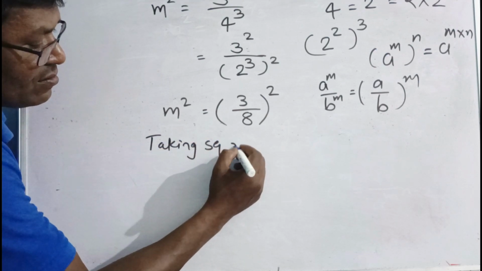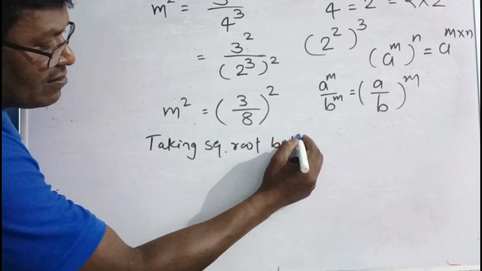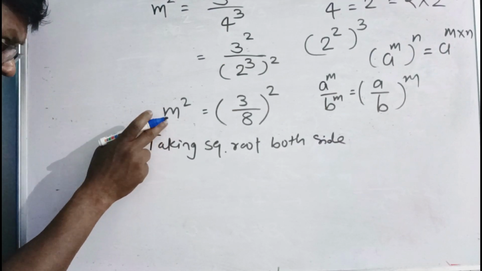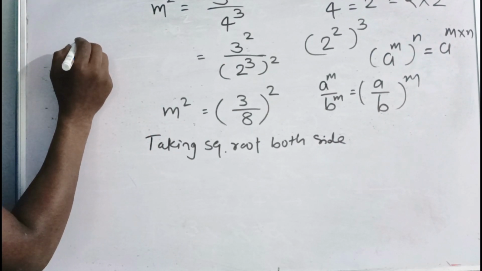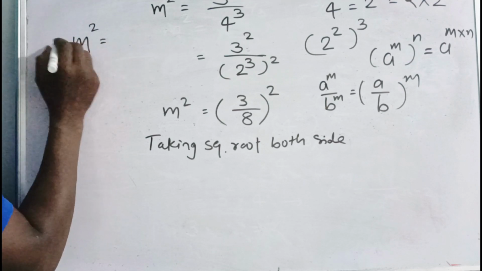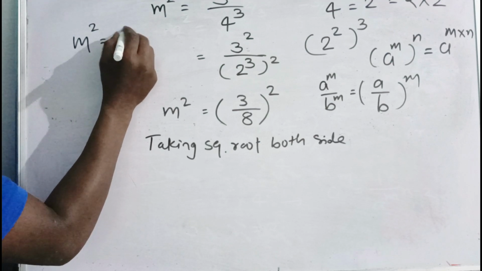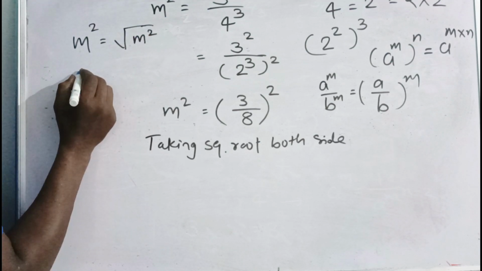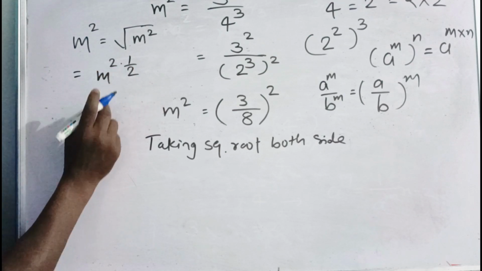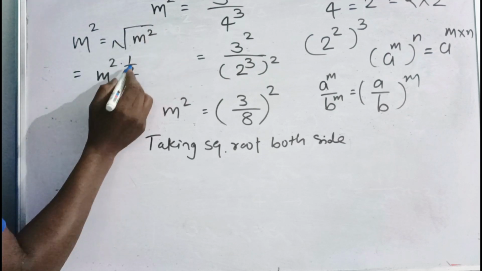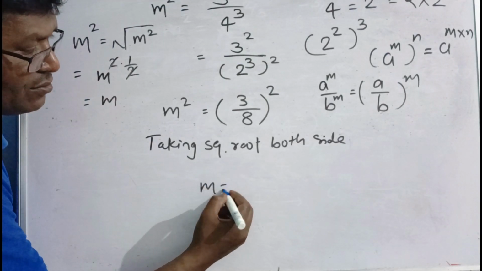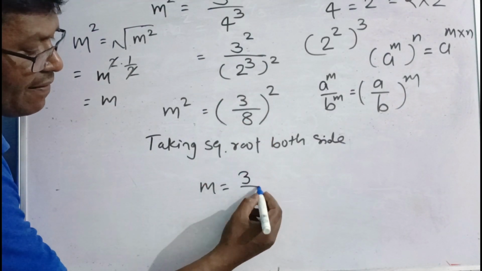taking square root both side, क्या होगा? m स्क्वायर का स्क्वायर रूट, here under root of m square is equal to m, and on the right side the square is raised to 1 upon 2, because the value of under root is 1 by 2. These two get cancelled. Simply m is equal to 3 by 8.